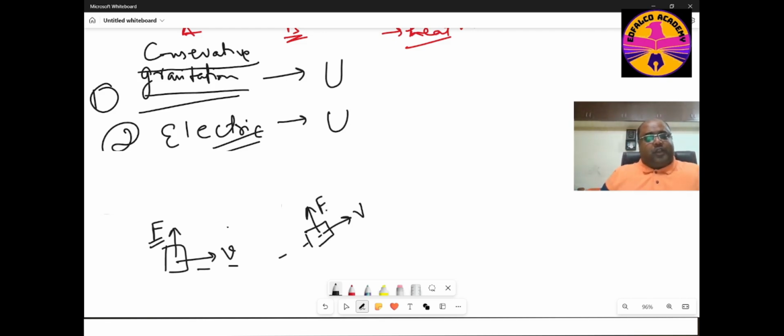Now this force also cannot do any kind of work, be it conservative or non-conservative. This kind of force, which is always acting perpendicular to the direction of motion, is not going to do any work, because work is F D cos theta, the F dot D product. In this case, theta is 90 degrees, so cos theta becomes 0 and there will be no work done.